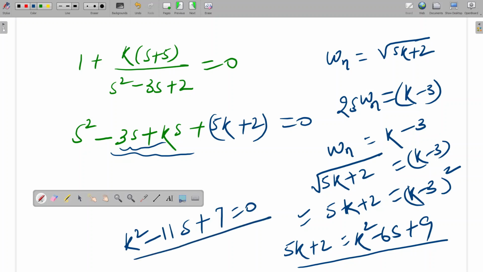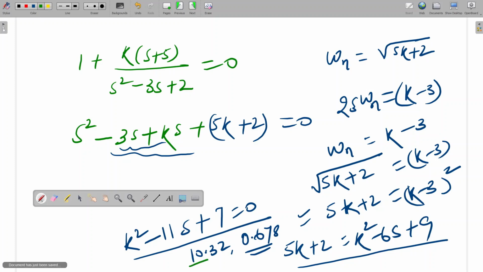What will be the value of k? You can solve with a calculator. 1, minus 11, 7. What are we getting? 10.32 and the other value is 0.678. Okay, is it correct up to now? 10.32 and 0.678. Yes, sir.